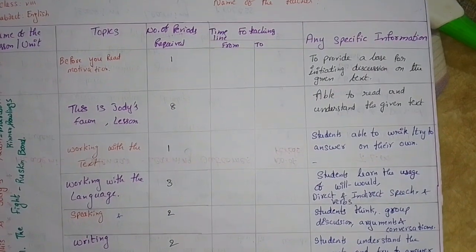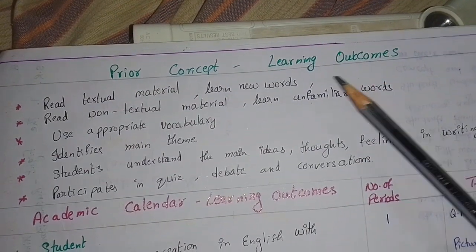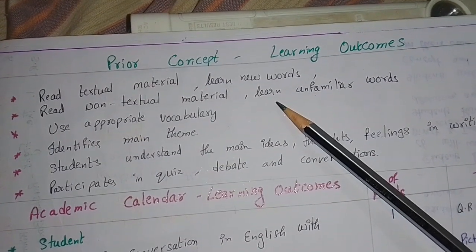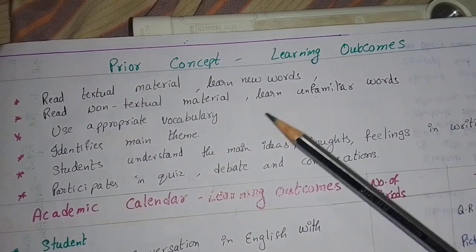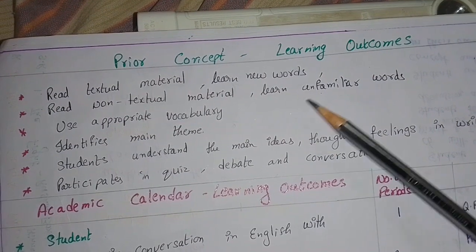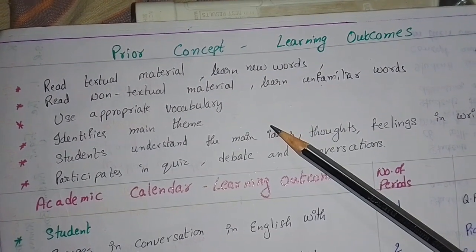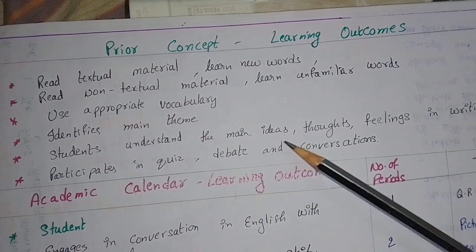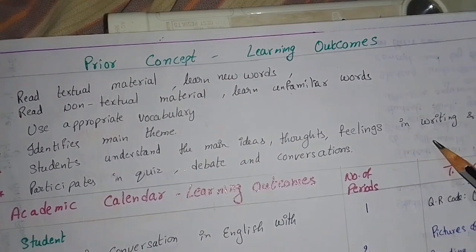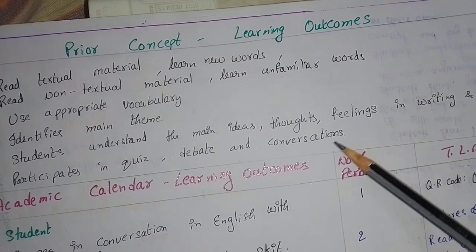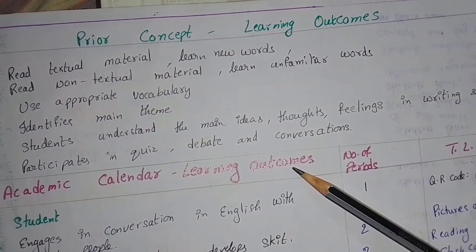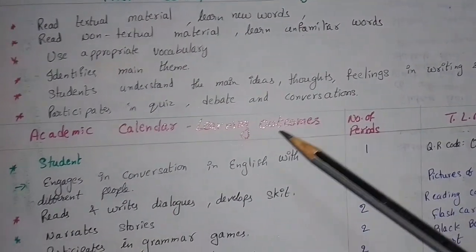Okay, concept or learning outcomes. Students read textual material and learn new words. Read non-textual material, learn unfamiliar words. Use appropriate vocabulary, identify the main theme. Students understand the main ideas, thoughts, feelings in writing and speaking. Students participate in quiz, debate and conversation.